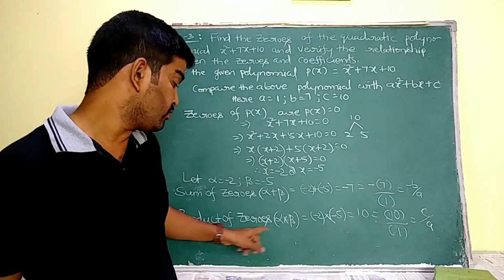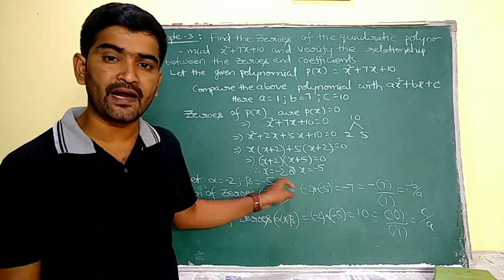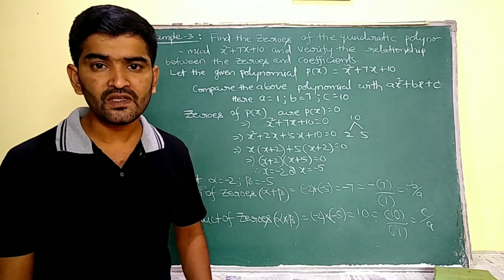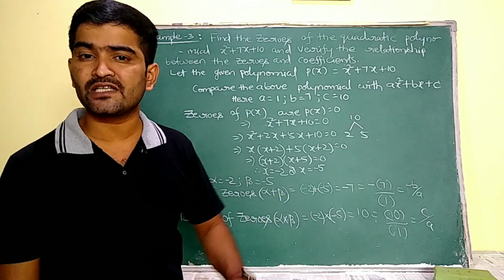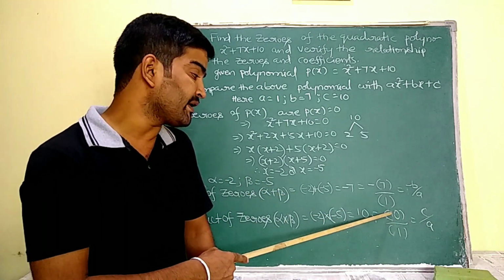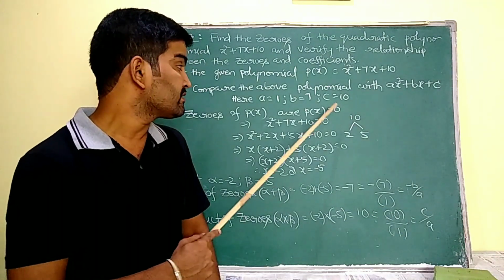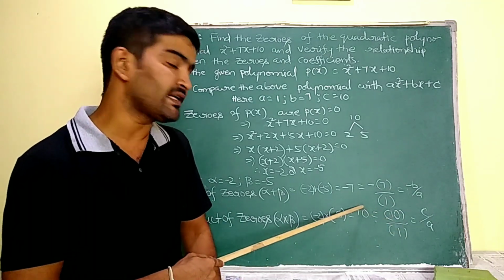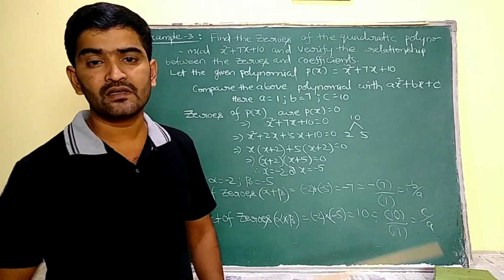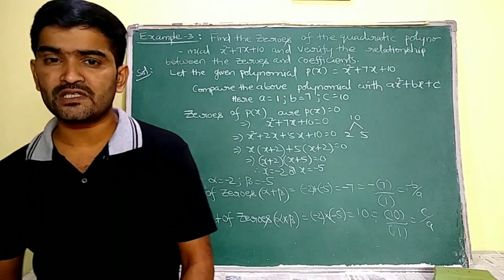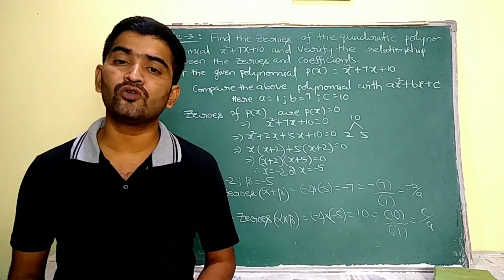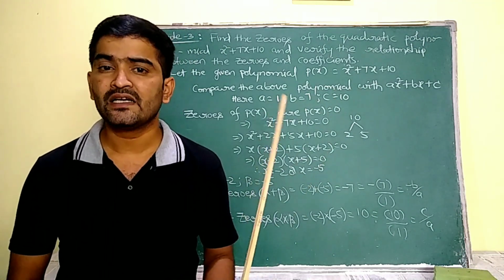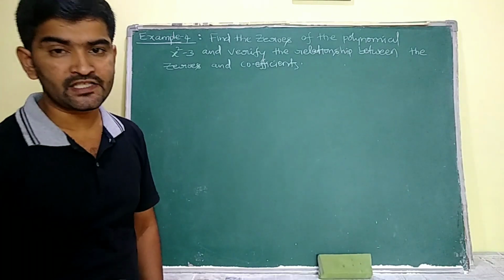It is verified. Now the product of zeros alpha into beta, that is minus 2 into minus 5, that is plus 10. Now I have to check whether this 10 is equivalent to c by a or not. For that I am going to write an empty bracket for c and an empty bracket for a. So I have to fill the values: c value is 10, a value is 1. So 10 by 1 is nothing but 10 only. So it is c by a. So the product of zeros is also verified to be c by a. Okay, in this way we find the zeros and verify the relationship between the coefficients and zeros.